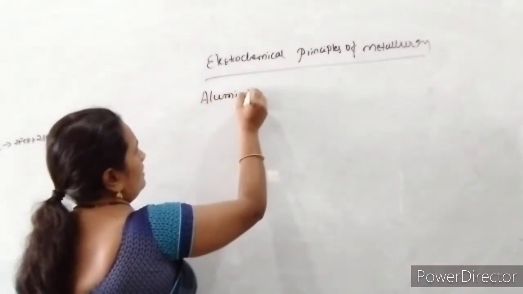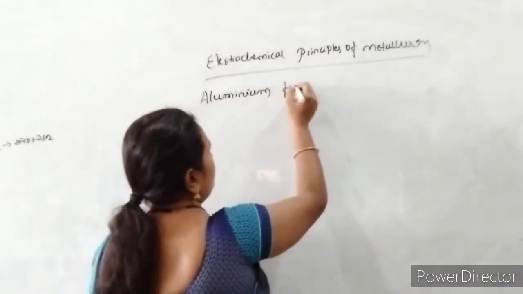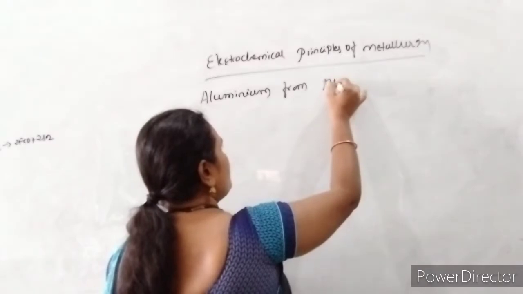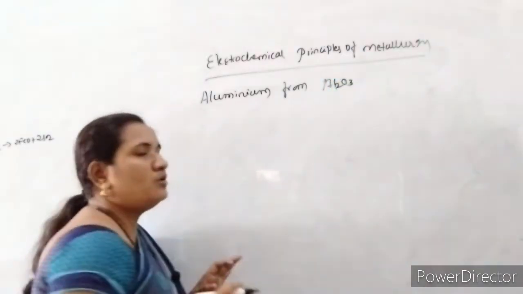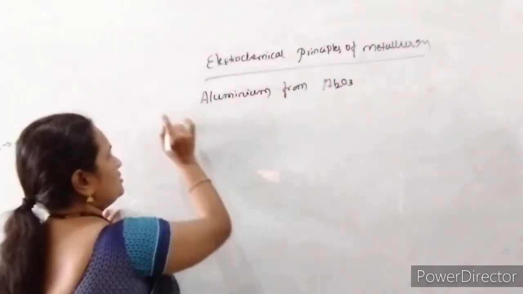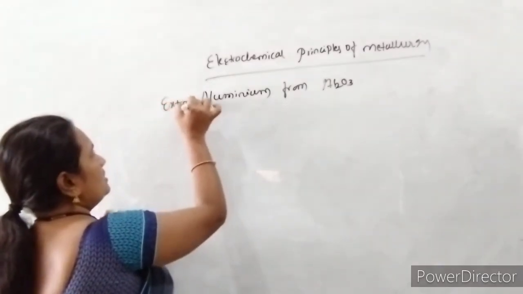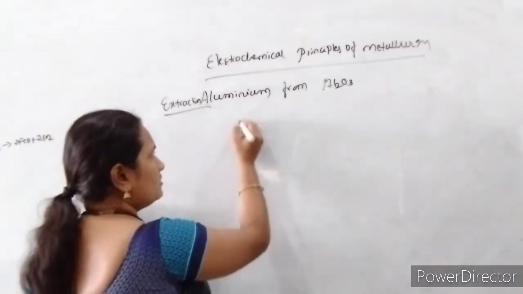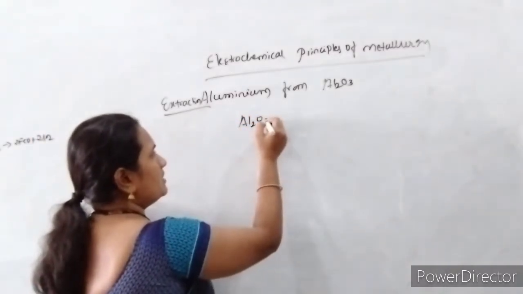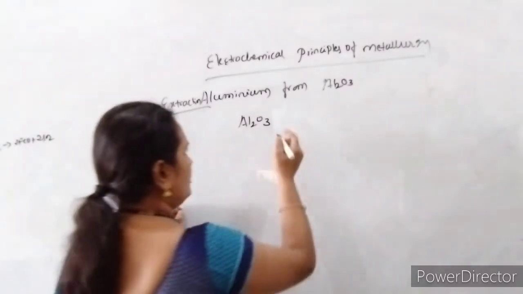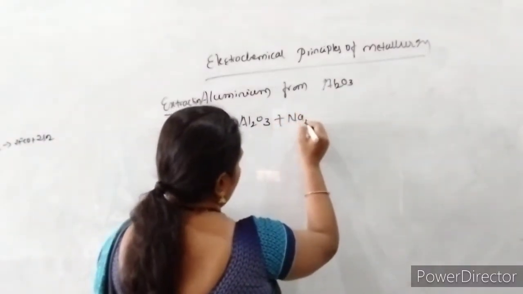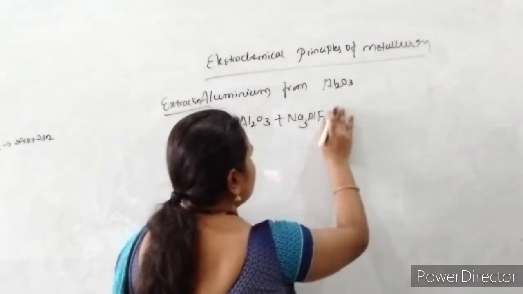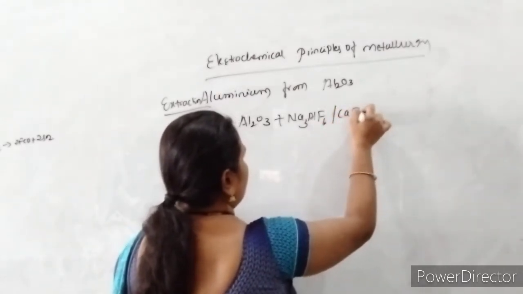Aluminium from its ore, meaning bauxite, which is Al2O3. This is the ore which is feasible for the extraction of aluminium here. So here we are going to do the metallurgy of aluminium. This Al2O3, alumina, is going to be mixed with sodium aluminium fluoride, or else you have to choose calcium fluoride.